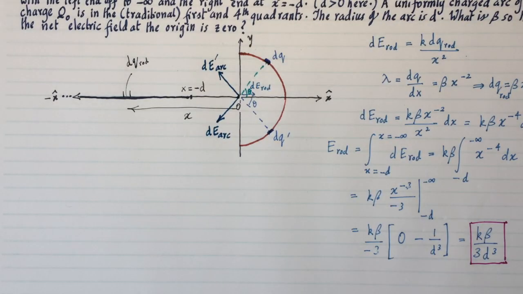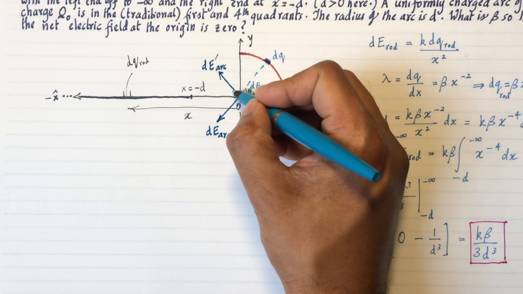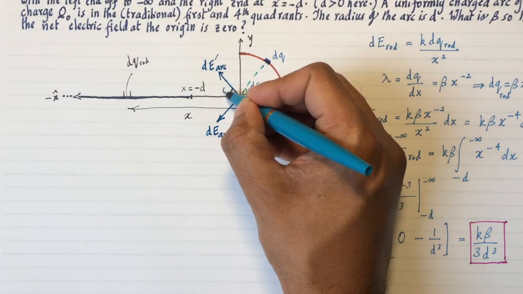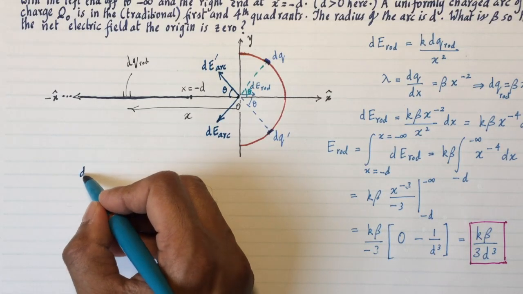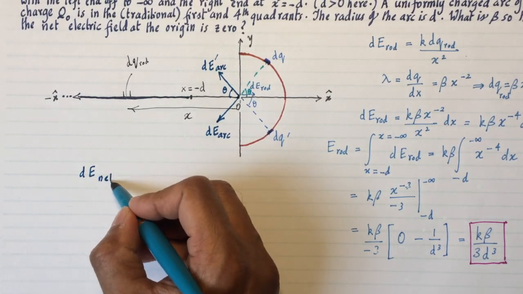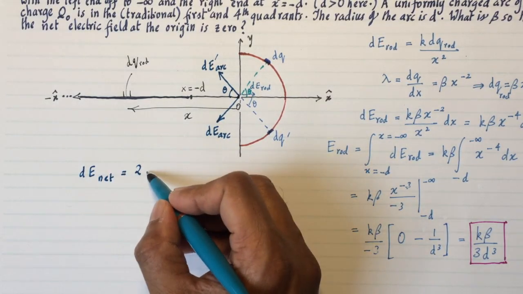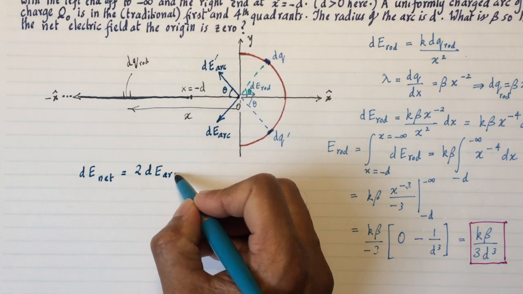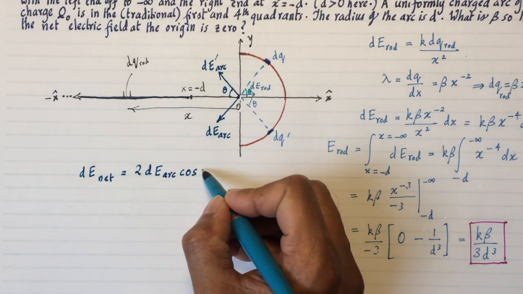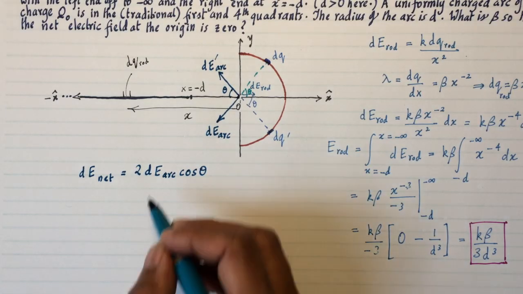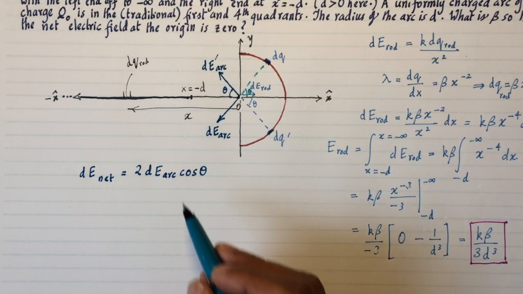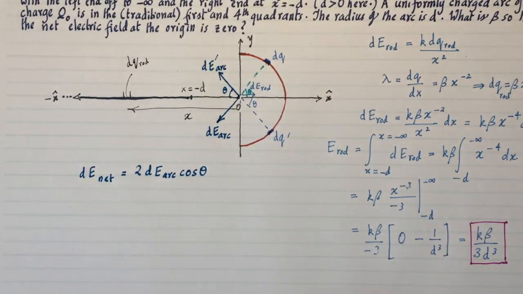It's very clear that the y components cancel out and the x components will add. This angle is also theta. So from the arc perspective, dE net, the net arc charge, is 2 times dE arc cosine theta. Now we'll find out what dE arc is. For that, we need what dq is.